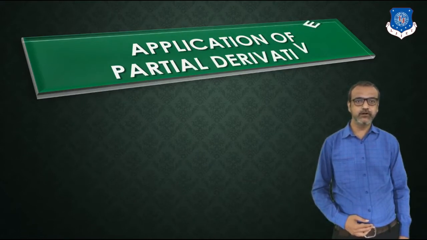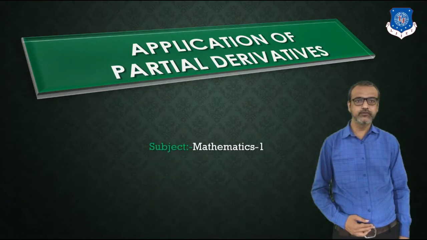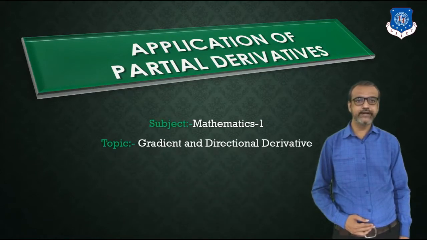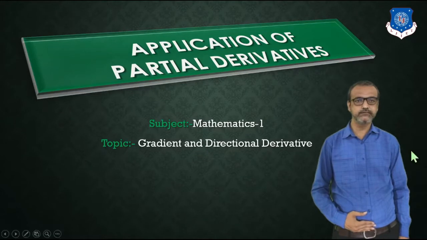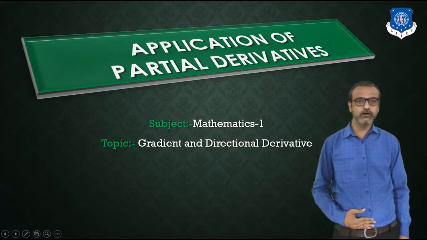In application of partial derivatives, today I will teach you gradient and directional derivative. So first of all, what is gradient and directional derivative? Gradient means vector which is normal to a given surface, and directional derivative means the derivative in a given direction, or it is defined as the dot product of gradient and a unit vector in a given direction. So let's start.